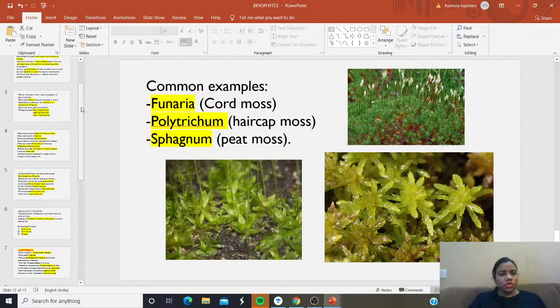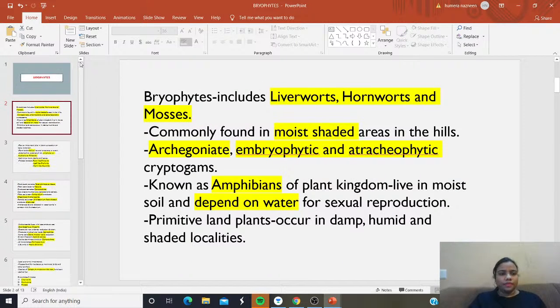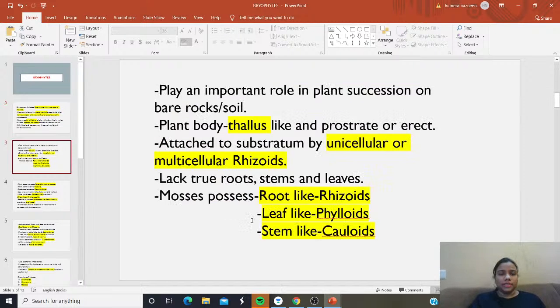This was all about bryophytes. Bryophytes are of three types: liverworts, hornworts, and mosses. They are found mostly in shady and moist places. They are archegoniate, embryophytic, and atracheophytic cryptogams. They are also known as the amphibians of the plant kingdom because they live in moist soil and depend on water for sexual reproduction. They are primitive land plants and occur in damp, humid and shaded localities.